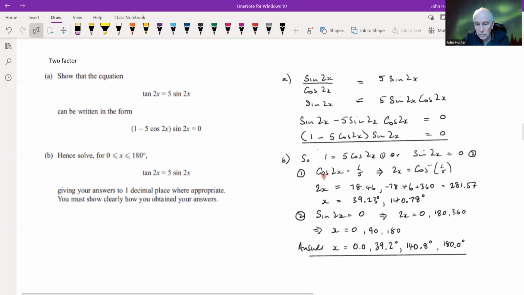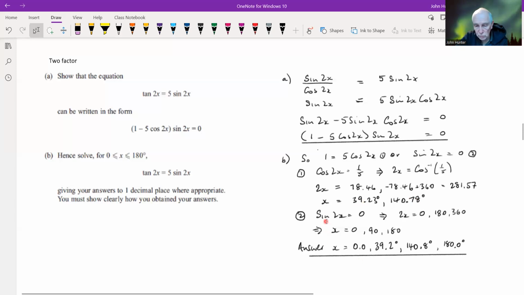But now for this first one, that's going to give us 2x equals the arc cos of 1/5. So 2x is this solution set here. Have a look carefully at the ones that we're actually going to use, but in this case we're only going between 0 and 180. So that's going to give us 2x equals these two values, and therefore x is half of those two values. So those are the solutions that apply to the first factor.